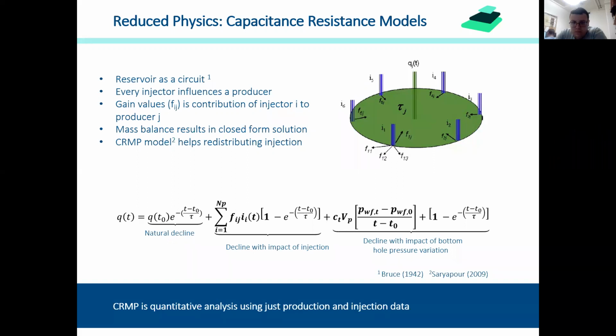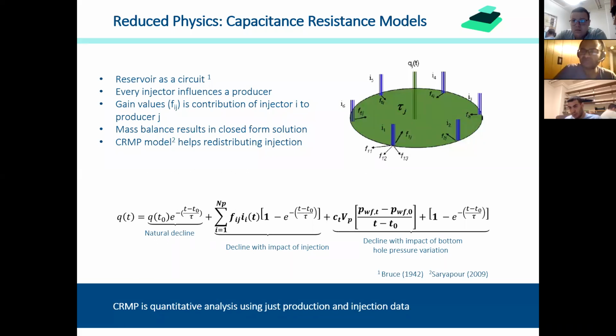And as I said, the one that I'm showing here on the screen is something called the capacitance resistance model. So effectively, they were introduced back in the 1940s. Obviously, lack of computers. So the idea was, can I simplify my injection production problem to a more simplistic representation, and through that find ways of optimization? So that was the original thought.